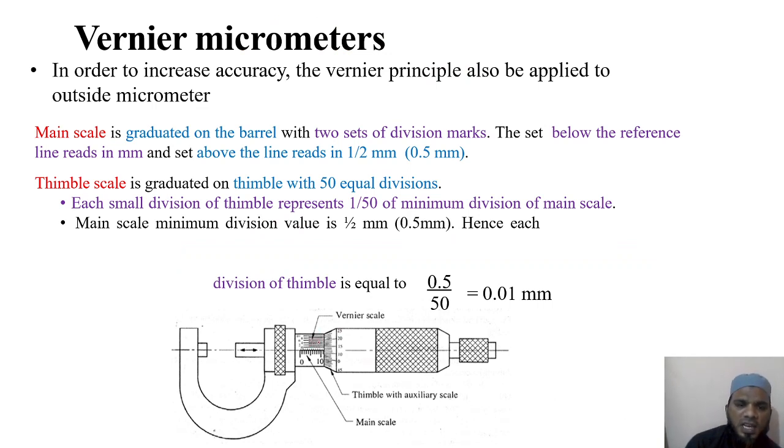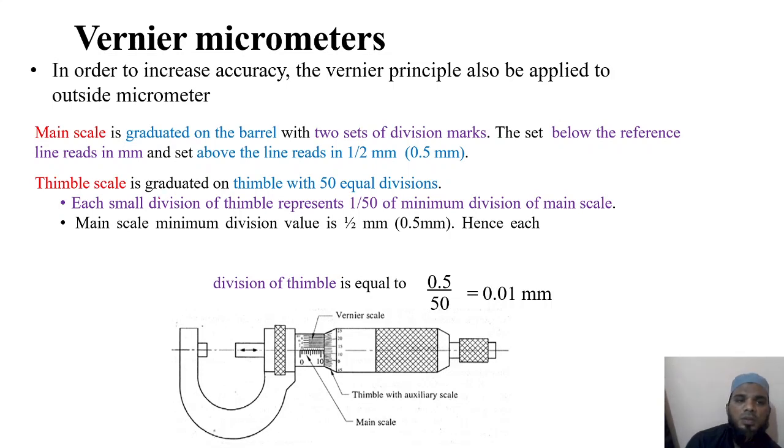Again there will be readings. Once you note down this 10 mm, after the 10 mm, see where the thumbnail reading and the vernier scale reading are exactly coinciding. Let us see. In order to increase the accuracy, the vernier principle is also applied to the outside micrometer. The main scale is graduated on the barrel with two sets of divisions. The set below the reference line is in mm and the set above is the half scale division.